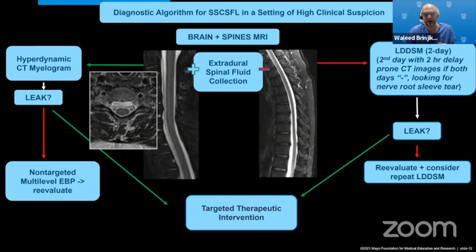If they do not have a frank dural tear, then they typically have a normal looking spine MRI. So if they have a normal spine MRI without an extradural fluid collection, then these patients, we have them undergo lateral decubitus digital subtraction myelography with the intent to localize a CSF venous fistula.